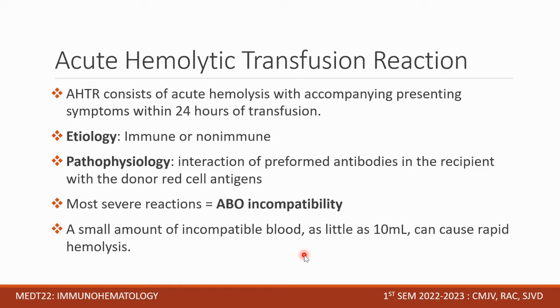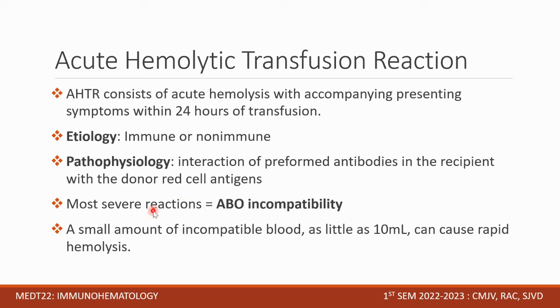First, we have acute hemolytic transfusion reaction. AHTR consists of acute hemolysis with accompanying presenting symptoms within 24 hours of transfusion. That's why it is acute: within 24 hours your signs and symptoms show. The cause can be either immune or non-immune. And this is caused by interaction of preformed antibodies in the recipient with the donor red cell antigens.